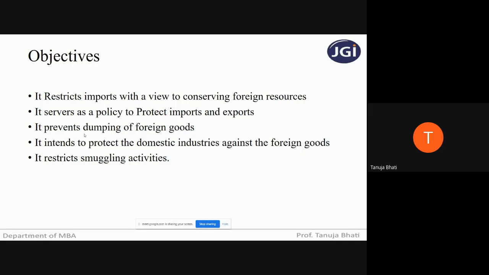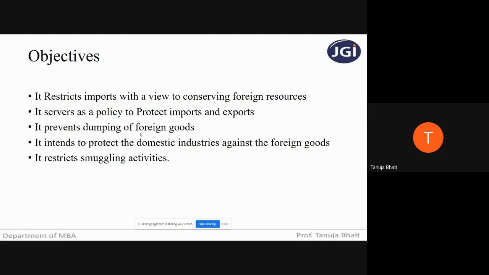In order to prevent the dumping of foreign goods, if something is cheap outside, people usually have a habit of buying in bulk and storing it, correct? So to avoid that dumping, the government thought that if we impose customs duty on the entry of goods, that is on imports, the price of the goods will automatically go up. Then people will stop dumping those foreign goods and will either start using Indian goods or start producing those goods in India.